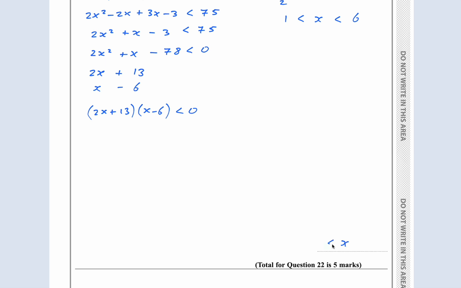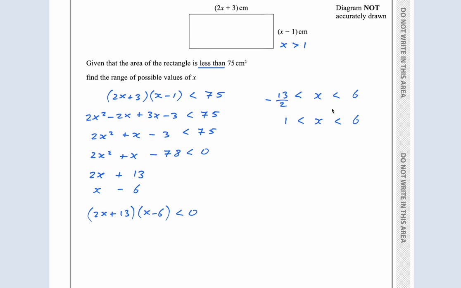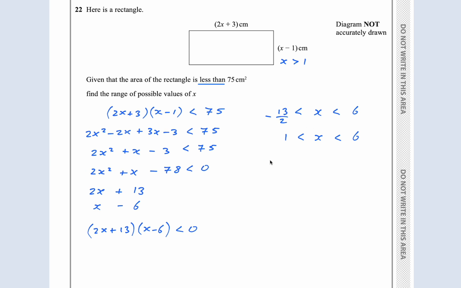But remember, you have to include the 1. x is greater than 1 and less than 6. You can write a reason for this, guys, here. You can say, as x minus 1 is a length.